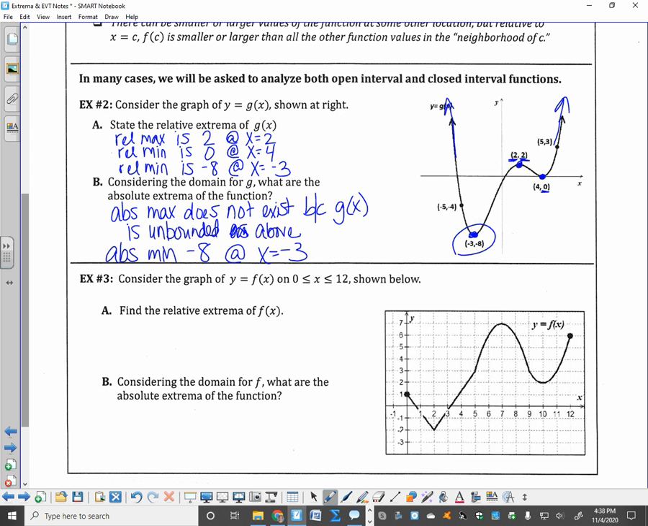Okay, number 3, consider the graph just going from 0 to 12. So I'm looking at my graph, 0 to 12. Well, it stops, so that's good. Find the relative extrema. Tell you what, I want you to pause it, and I want you to list all the relative extrema, and then I want you to list the absolute extrema, and then hit play.